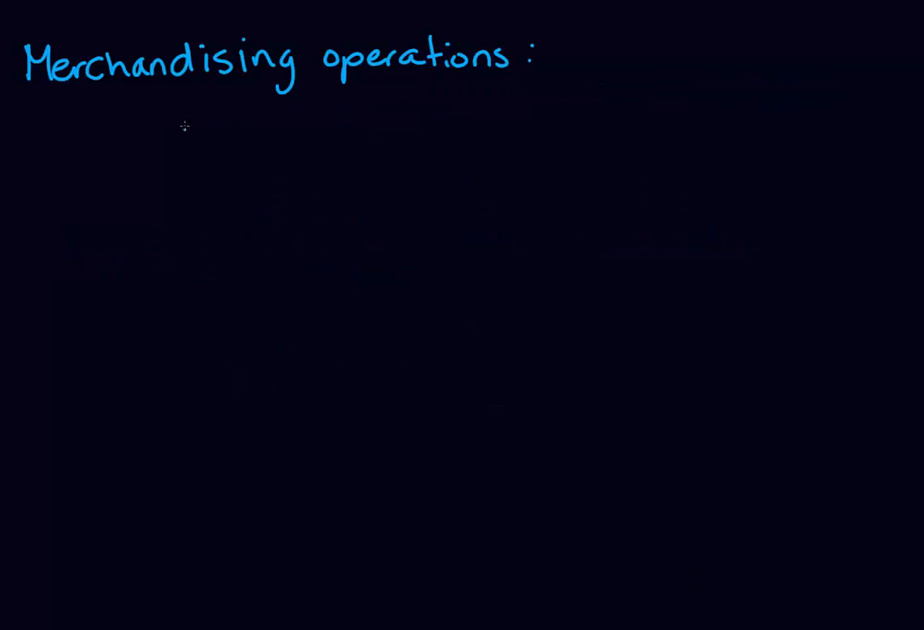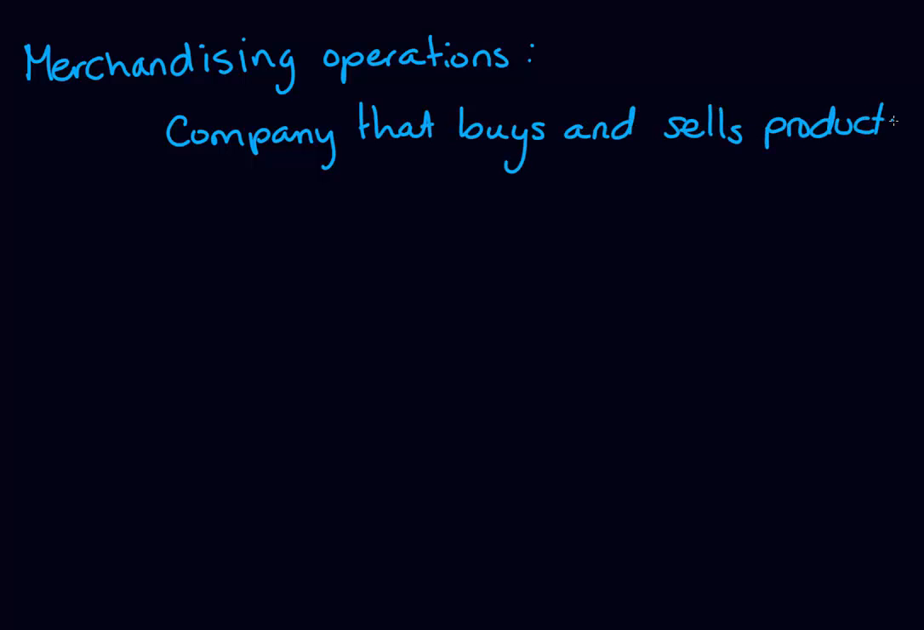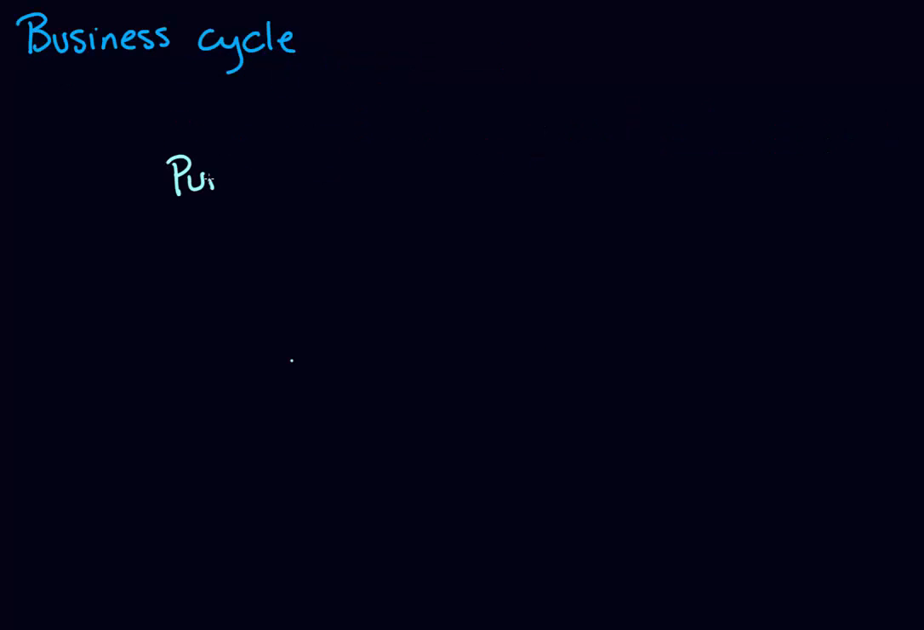So when we're talking about merchandising operations, we're talking about companies that buy and sell products. Good examples of these would be retailers like a shoe store, a clothing store, a grocery store, or a department store. Let's talk about the business cycle of a merchandiser for a second.